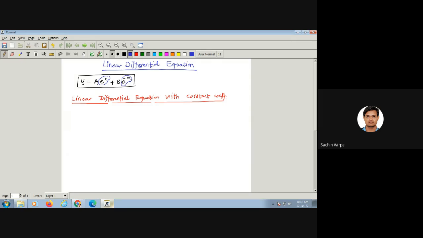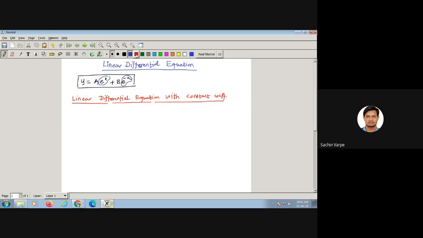So mainly there are two types of derivatives: ordinary derivative and partial derivative, isn't it? And based on the derivatives, we have the differential equation. If we have the ordinary derivatives involved, then that equation is called ordinary differential equation. If the partial derivatives are involved in the equation, then it is called partial differential equation. Is it clear to everyone?